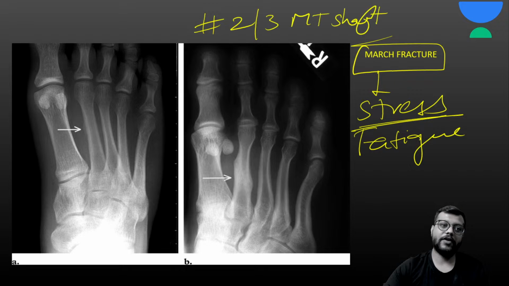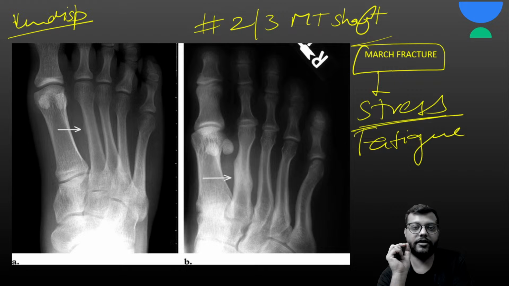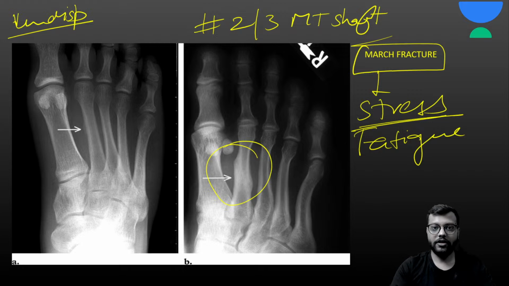And these are very microscopic undisplaced fractures which are not easily appreciable on the X-ray. You have to correlate clinically with the area of tenderness, swelling and pain, and it is due to chronic repetitive stress. Okay, can be managed conservatively. Here you can see it is a healed fracture. Okay, this is your healed fracture.